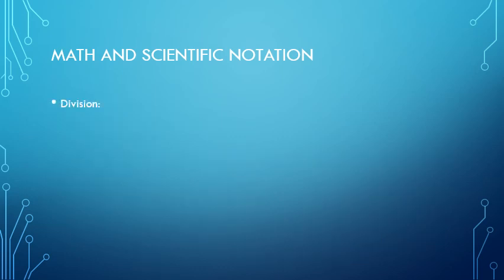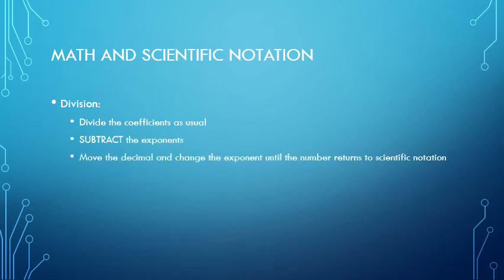For division, it's going to follow a very similar process. We're going to take the two numbers and divide them as the coefficients, like you normally would, and then we're going to subtract the exponents instead. If you need to at the end, you can then move the decimal point and change the exponent until you get the number to return to proper scientific notation.